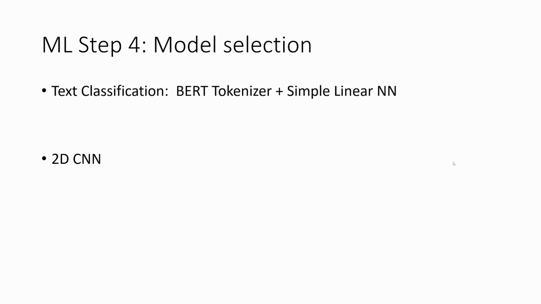Our fourth step in machine learning model building is model selection. So for our text classification problem, we'll be using a simple linear neural network classifier, but we'll be using BERT as a tokenizer and training that alongside our linear neural network. And for our computer vision problem, we'll be using the 2D convolutional neural network that's the most common in classifying images.